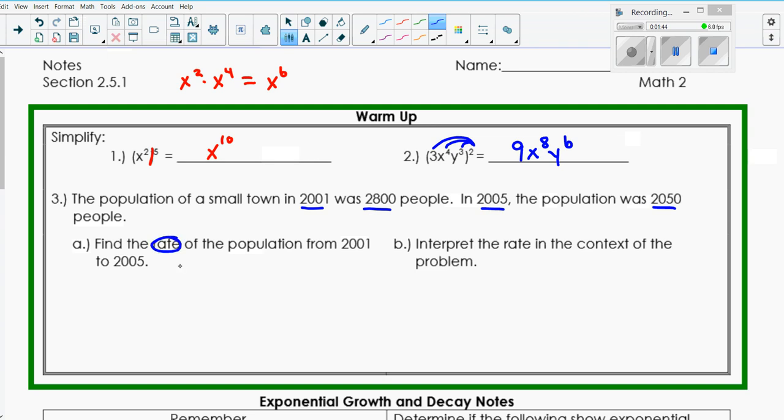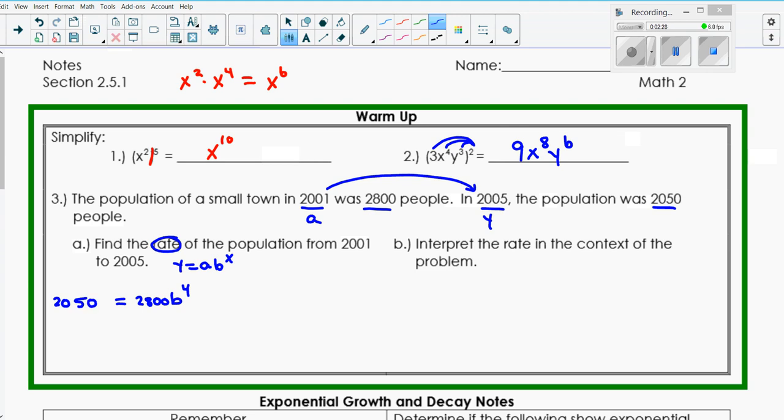Okay, so let's start off with an equation. Exponential functions are y equals a times b to the x power. Okay, so 2001 happened first, so that's our initial. And 2005 happened second, so that's our ending. So in 2001, our initial value is 2,800. So we're going to say 2,800 people times a rate that we don't know, we're going to figure out. Our time, our x, would be how many years from 2001 to 2005, which is 4. Okay, and that's going to be equal to our ending population, which was 2,050.